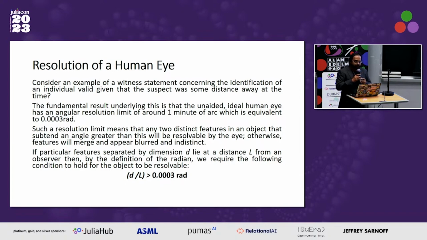So if a particular feature separated by dimension d lies at distance L from the observer, then by the definition of radian, we require the following condition to hold for the object to be resolvable. That is, d by L should be greater than 0.0003 radians.